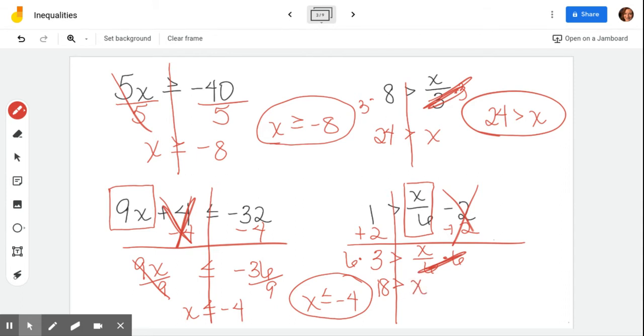I need to write the whole 3-part solution. 18 is greater than x. X is smaller because Pac-Man's not eating it. So that means anything that's smaller than 18 would work.